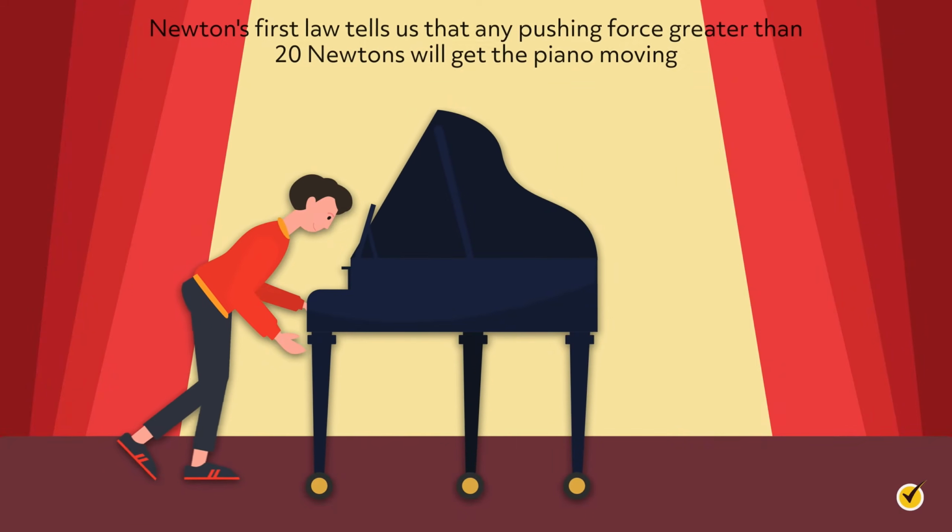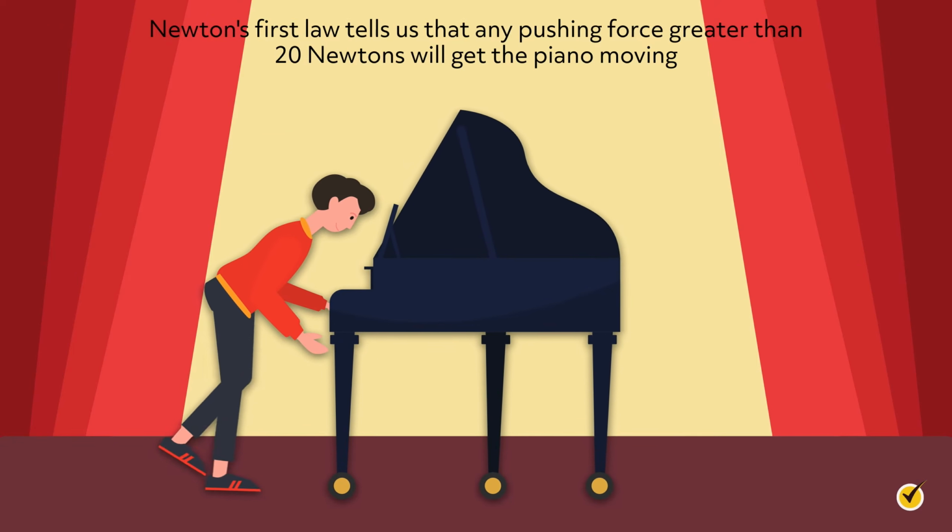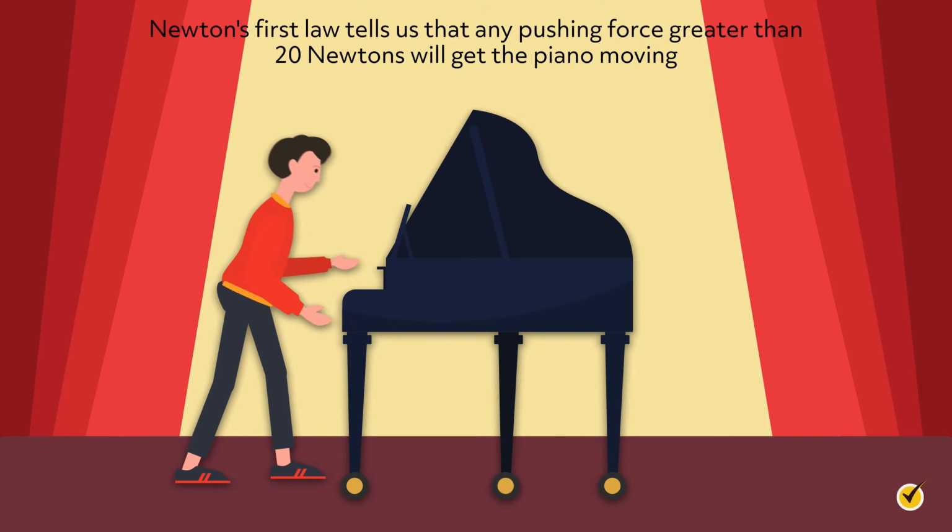For the sake of completion, let's toss some numbers into our equation to get an idea of the numerical value of the acceleration. Let's say the frictional force between the wheels and the floor is 10 newtons, and the total friction in the bearings of the wheels is 10 newtons. Using Newton's first law for the x direction, we can calculate the net frictional force to determine the minimal force the person must push with. Newton's first law tells us that any pushing force greater than 20 newtons will get the piano moving.